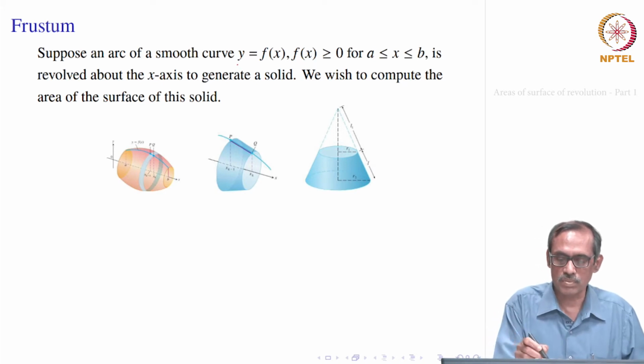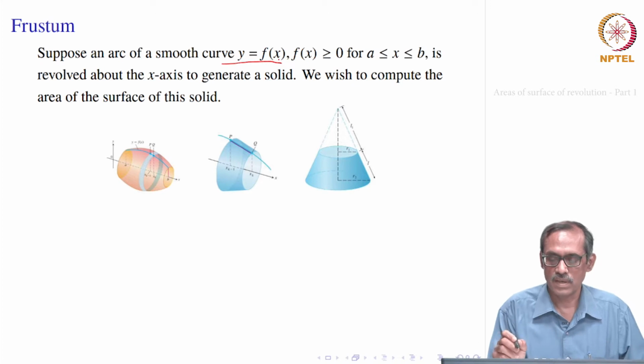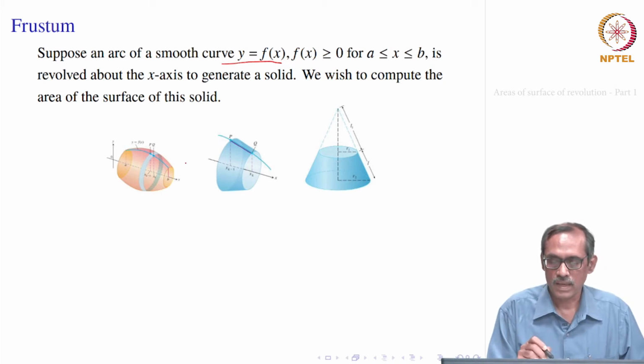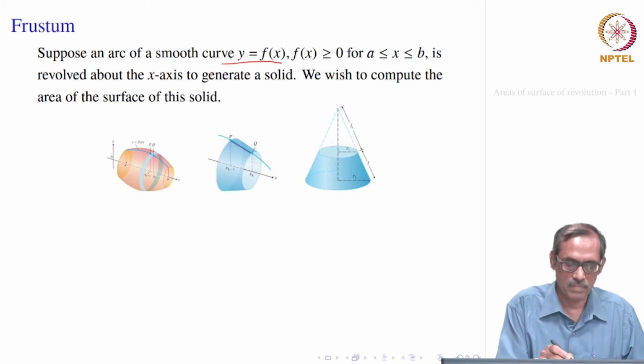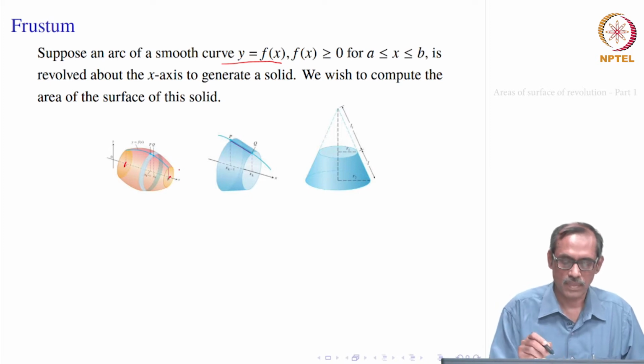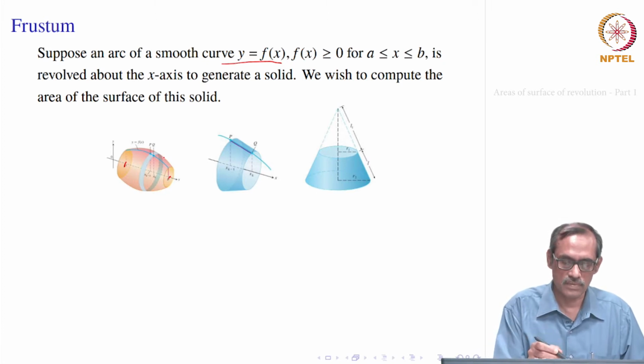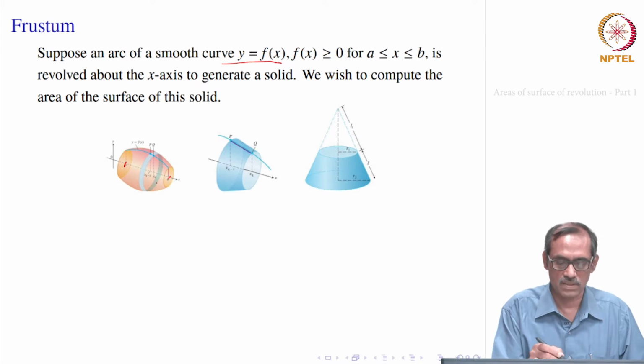Suppose we have a smooth curve given by a function y equal to f of x, and f of x is greater than or equal to 0, that is, it is lying in the top half plane, where x varies from a to b. So, that is how the curve is defined. Now, this curve is revolved about the x axis. Let us take the x axis case first. It is revolved around the x axis.